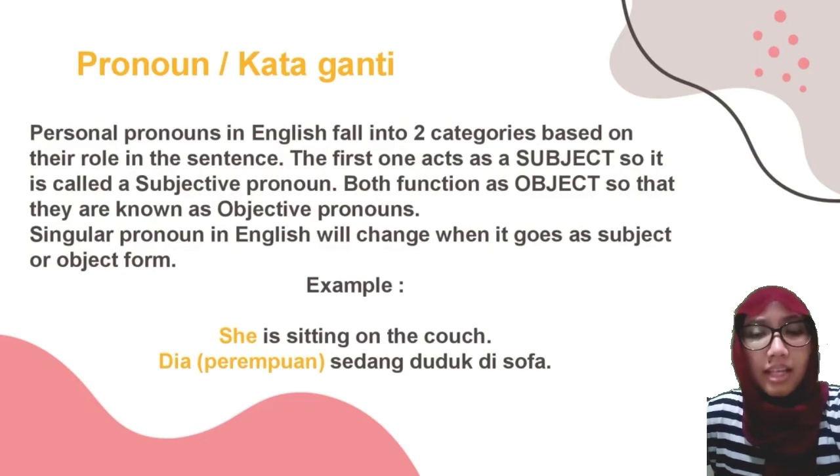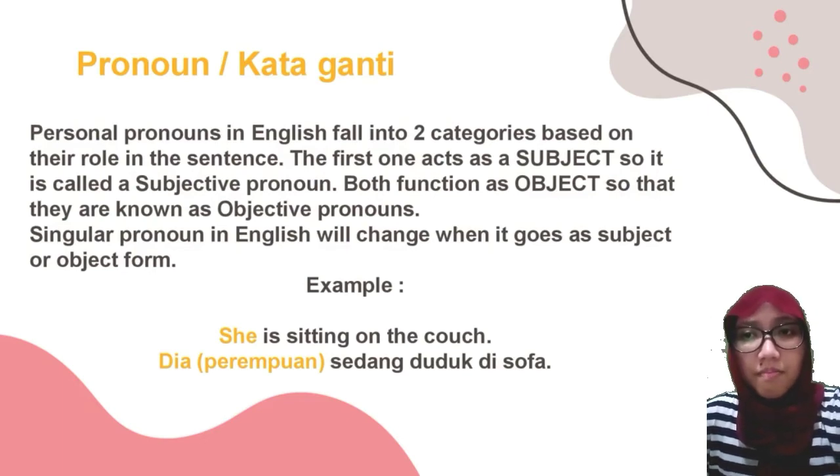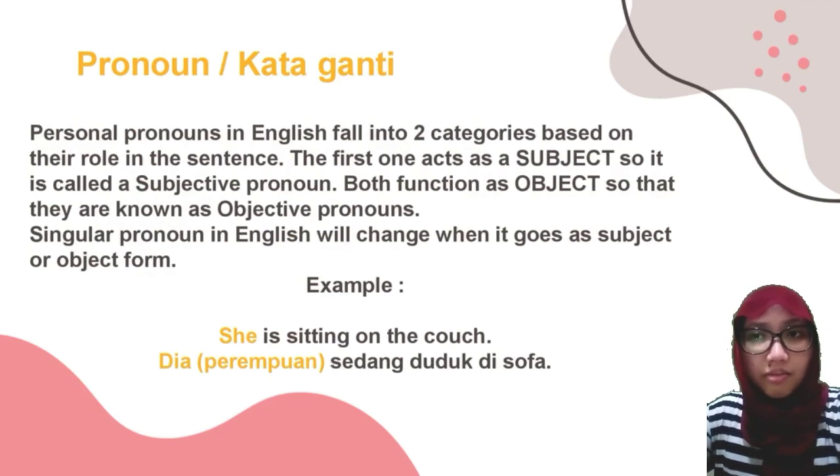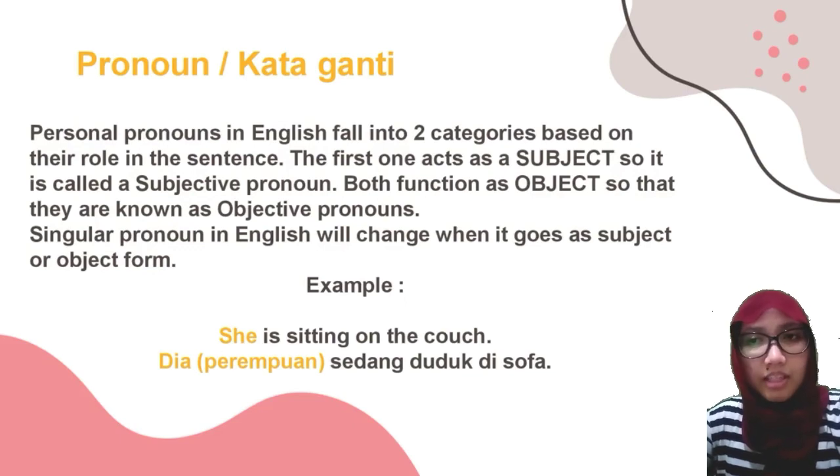Pronoun atau kata ganti. Personal pronouns in English fall into two categories based on their role in the sentence. The first one acts as a subject, so it is called a subjective pronoun. The second functions as an object, so it is known as an objective pronoun. Singular pronouns in English will change depending on whether they are in subject or object form. Example: she is sitting on the couch.